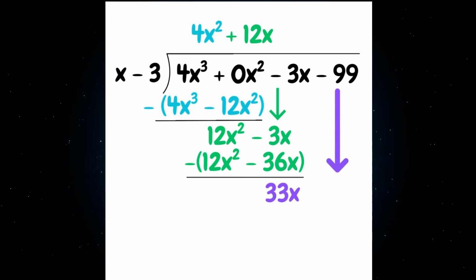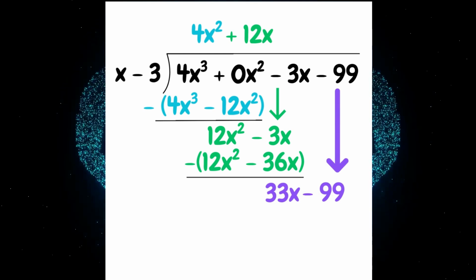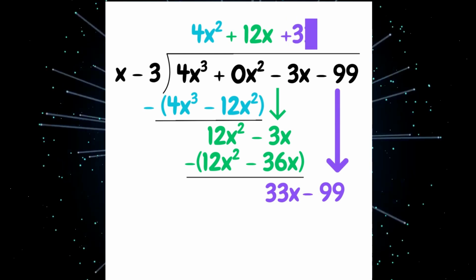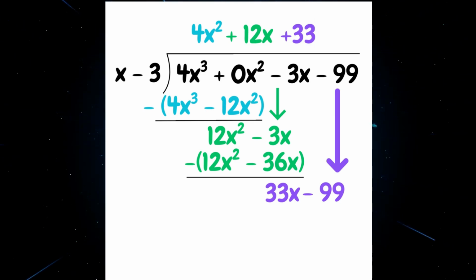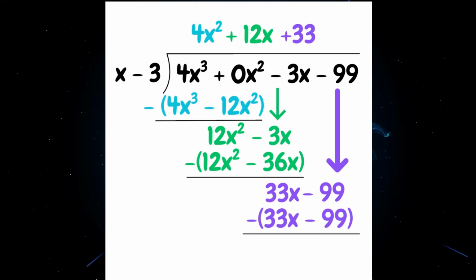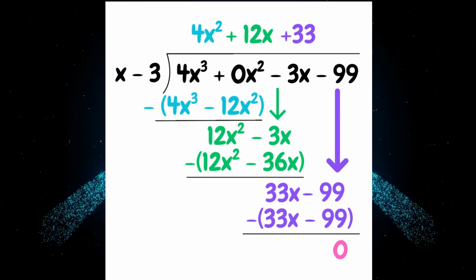Then I can bring down my negative 99 and again ask myself, x times what gives me 33x? In this case, plus 33 is going to give me that 33x. So 33 times x gives me 33x, and 33 times negative 3 is negative 99. Again, I can subtract. 33x minus 33x is 0. Negative 99 minus negative 99 is also 0. This means that I have no remainder left.